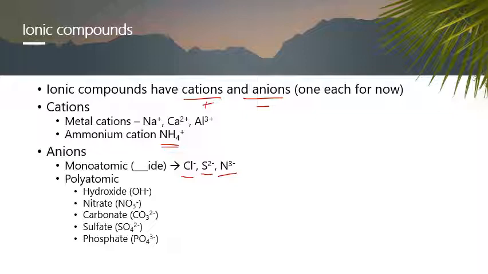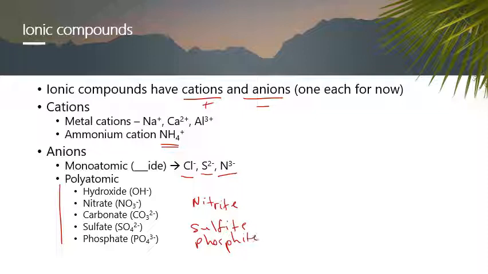Now, apart from this, we have your polyatomic anions, which you are required to remember. They are given here. They include the hydroxide, OH-, nitrate, NO3-, carbonate, CO3 2-, sulfate, and phosphate. Now, if you want, you can also remember the -ite ones, for example, nitrite, sulfite, and phosphite.